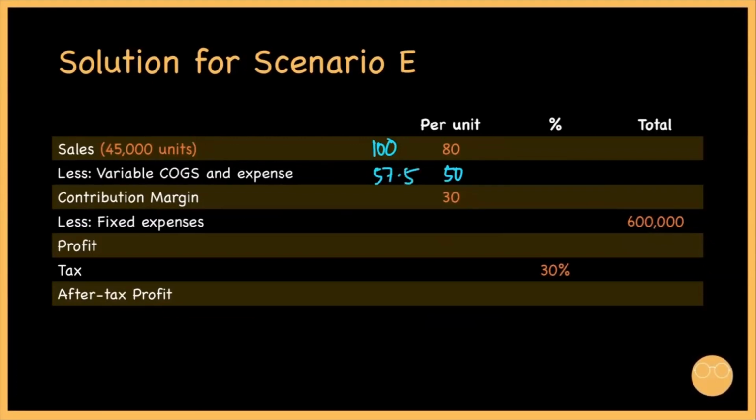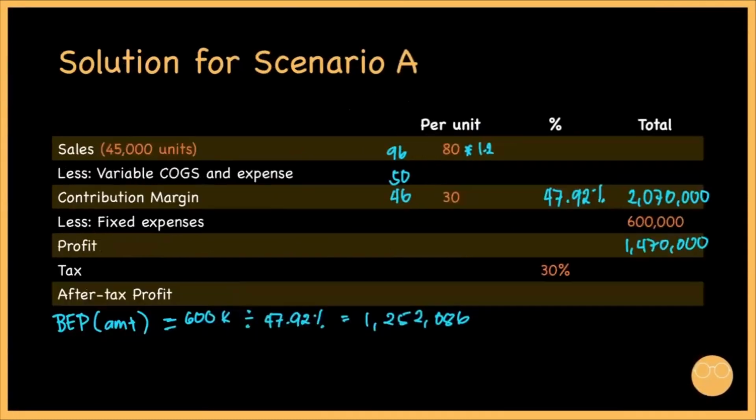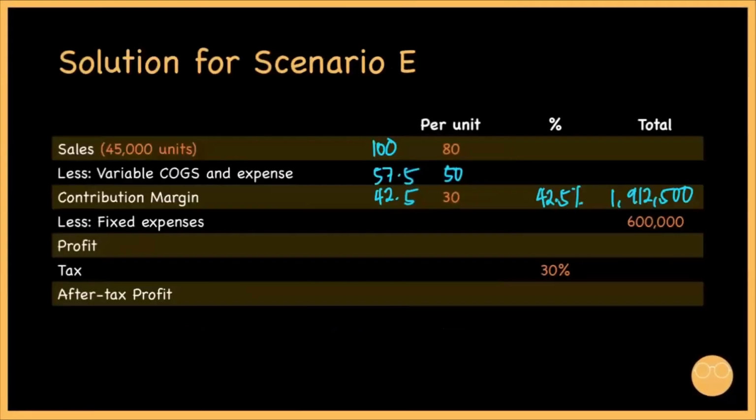Then we can now compute for the unit contribution margin. 100 less 57.5 will give us 42.5, divided by 100. So that will be 42.5%. 42.5 pesos multiplied by 45,000 units sold will give us 1,912,500 for our total contribution margin, less 600,000. Then the total fixed cost is going to increase by 5%. So instead of using 600,000, we will multiply it by 1.05. So our new total fixed cost is 630,000.